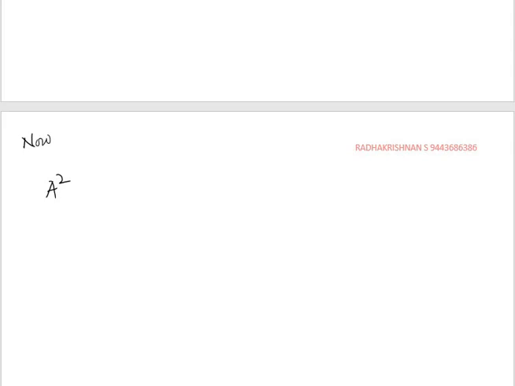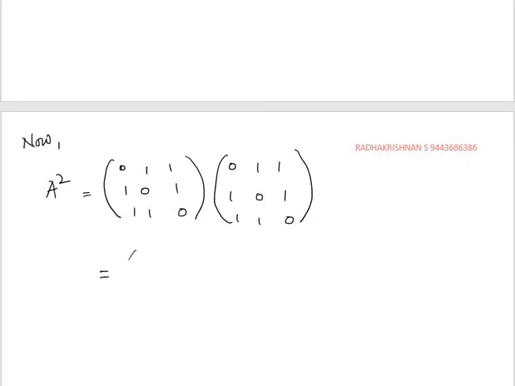For RHS, we have A square. What is A square? A square is A into A. What is A into A? 0, 1, 1; 1, 0, 1; 1, 1, 0 into, again A once again, 0, 1, 1; 1, 0, 1; 1, 1, 0. Now multiply, ordinary matrix multiplication.